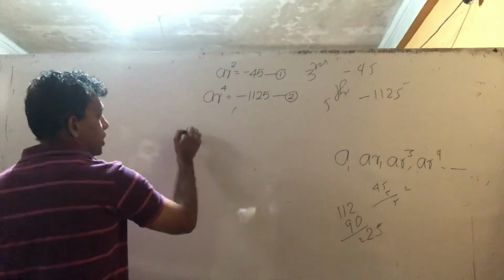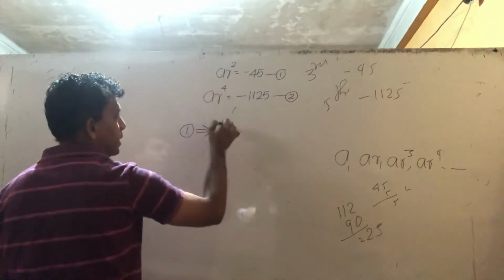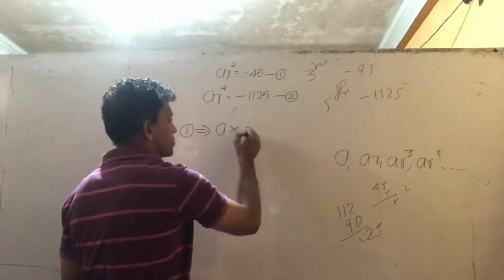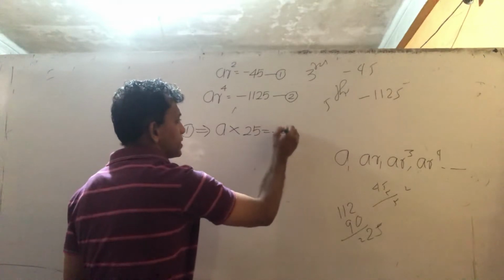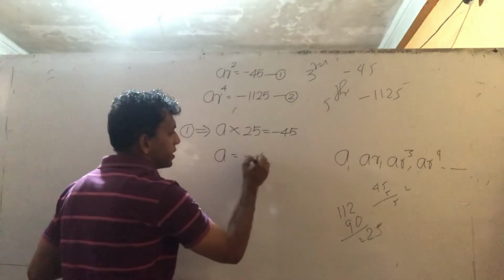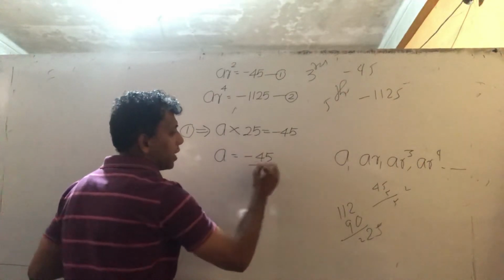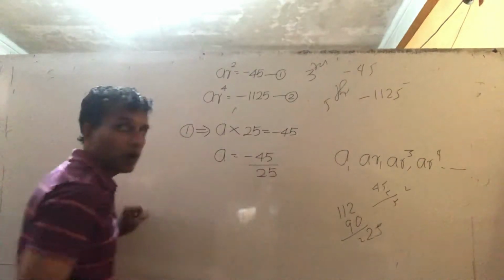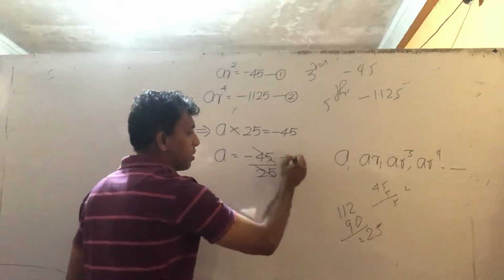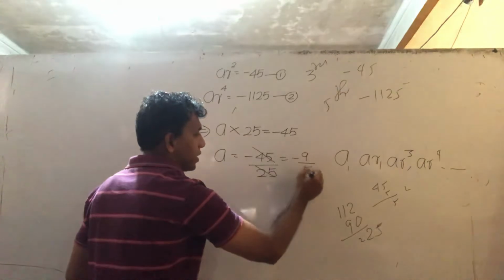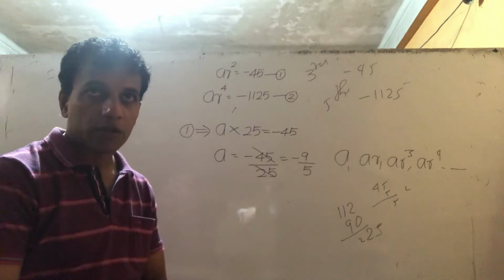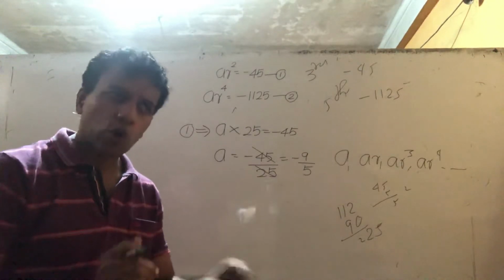So in the first equation, substitute a, r square is 25, equals minus 45. So what is a? Minus 45 divided by 25. Cut by 5, what is that? Minus 9 over 5. Okay, this is the first term, only unique. First term is unique, but 2 common ratios are available. Now they are shown that there are 2 GPs.